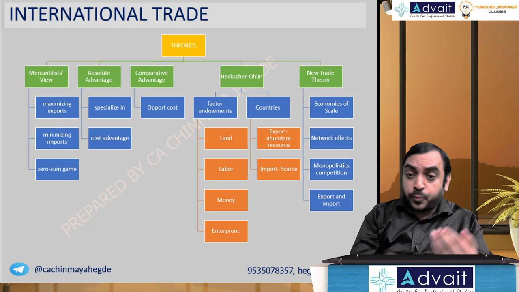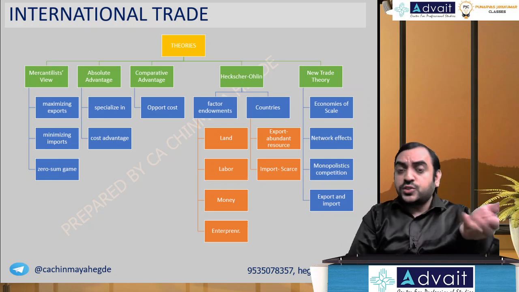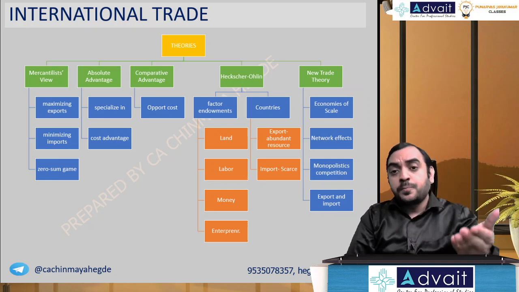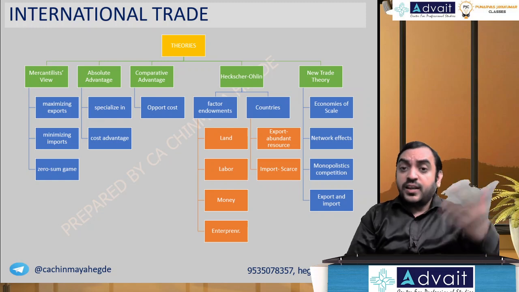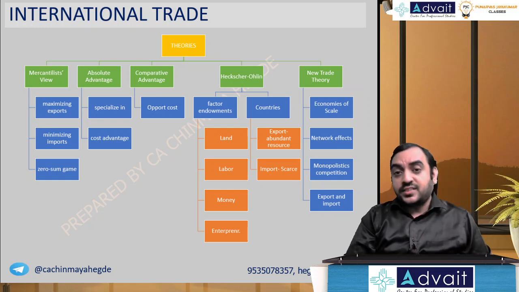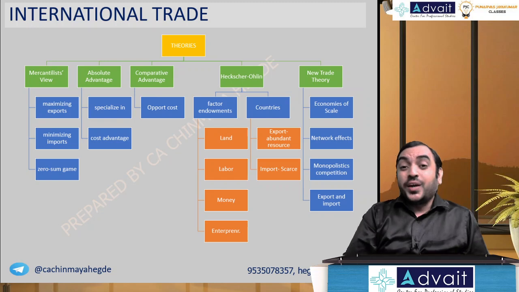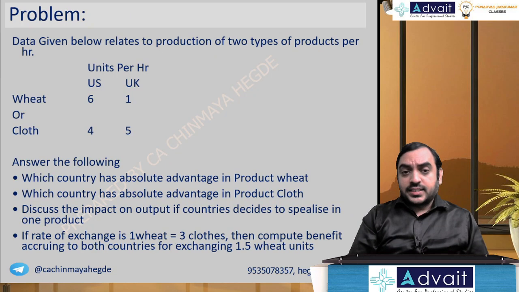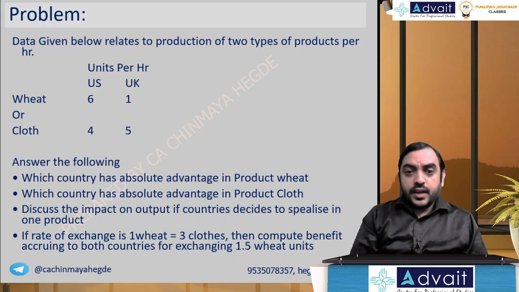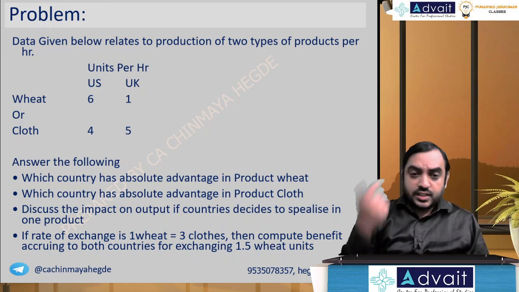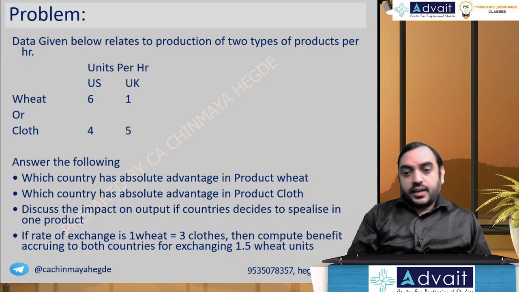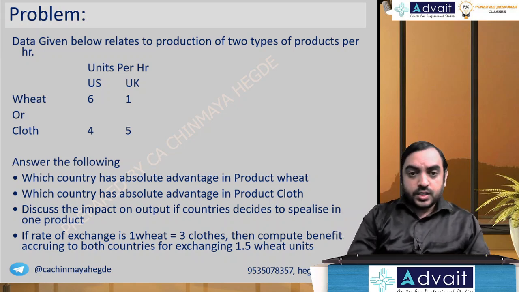So both export and import can happen. We export also, we import also. We will export pharmaceuticals, we'll import pharmaceuticals, certain tablets. So both can coexist. That is new trade theory. Let us take a problem relating to the absolute advantage, then for relative advantage. Come to this problem.